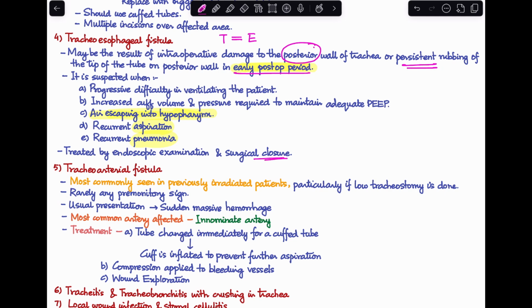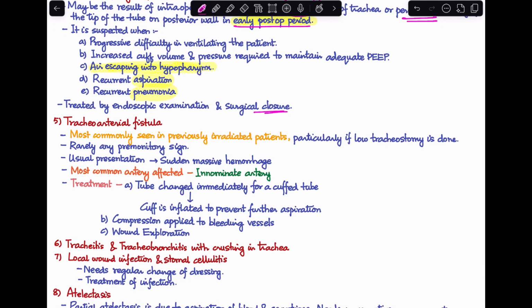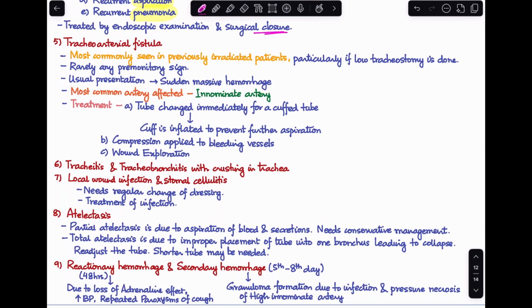Next is another fistula, which is a tracheoarterial fistula. Now, tracheoarterial fistula is most commonly seen in a patient who has been previously irradiated, particularly if a low tracheostomy has been done in these cases. Rarely is any premonitory sign seen, and the usual presentation is when the patient comes with sudden massive hemorrhage. An important MCQ question over here: the most common artery affected in tracheoarterial fistula in a tracheostomy patient is the innominate artery.